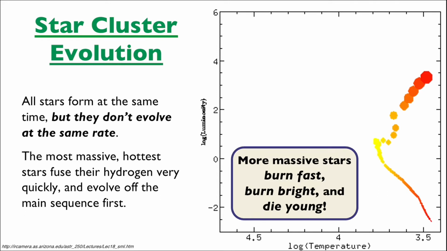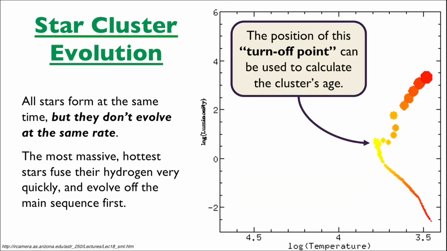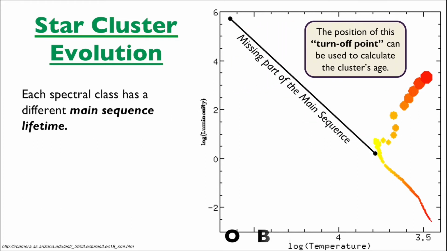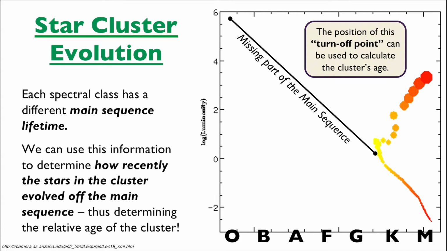When we reach the current era and no other stars have evolved out of the main sequence phase, the position of the turn-off point can be used to calculate the cluster's age. The way this works is because each spectral class has a different main sequence lifetime. This means that the amount of time a star stays in the main sequence stage of its life is different according to its spectral type. We can use this information to determine how recently the stars in the cluster evolved off the main sequence, thus revealing the age of the star cluster.